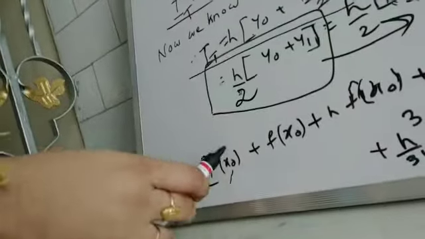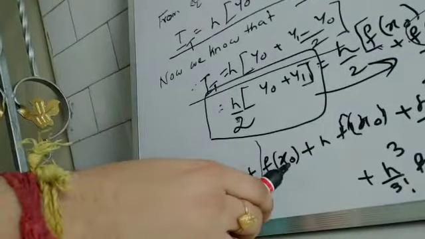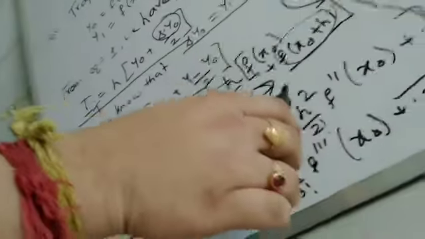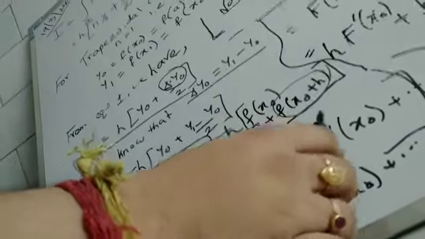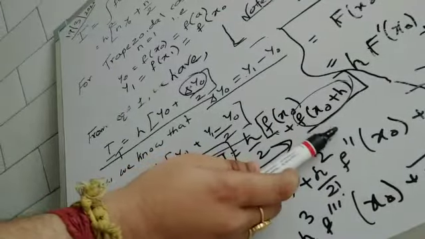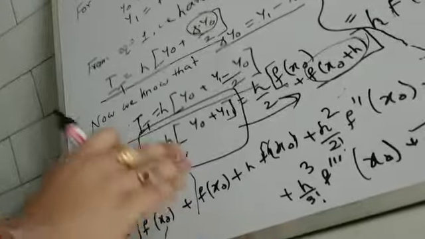The first term will be f(x0), h by 2 will be already there. Now f(x0 plus h) I can write as f(x0) plus h f'(x0) plus h square by 2 factorial f''(x0), and likewise. This is from Taylor's theorem, you know. I hope you know that. So what I have done here is simply expanded this f(x0 plus h). This is basically f(x0) plus h f'(x0) plus the other terms. Fine. So keep it, let's complete this part. Just leave it here.